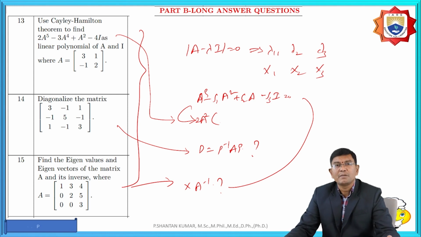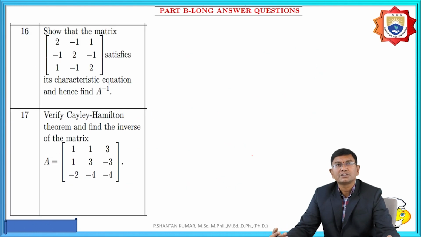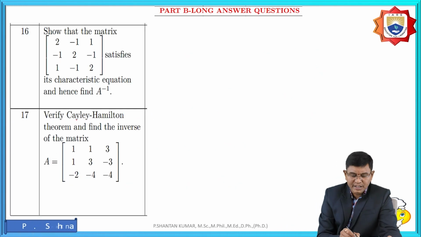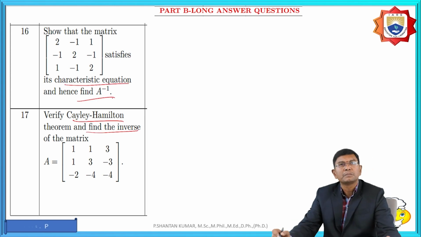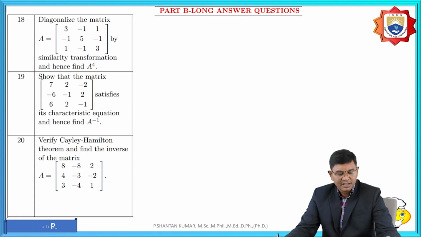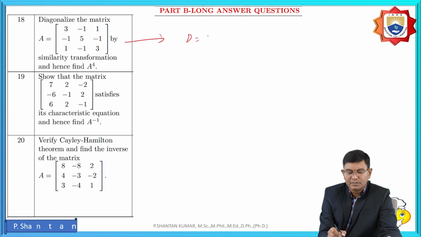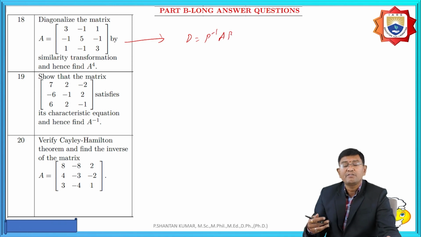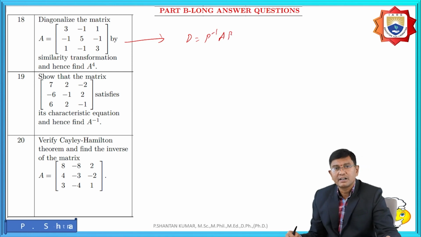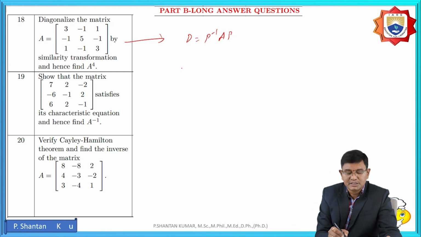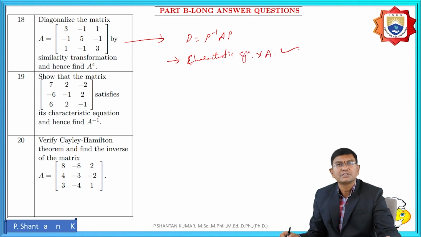verifying the Cayley-Hamilton theorem and finding the eigenvalues and eigenvectors. And these are also the same: the Cayley-Hamilton theorem, eigenvalues, equation, inverse. Diagonalization of a matrix is D is equal to P inverse into A P. We need to find out the eigenvalues and eigenvectors, and again the inverse of the matrix. Characteristic equation, multiplication with A, we get the solutions.